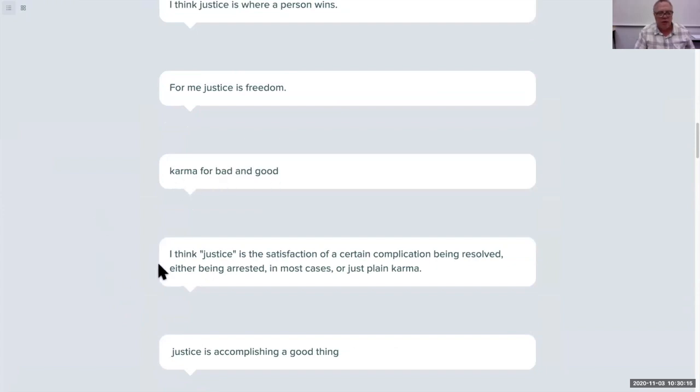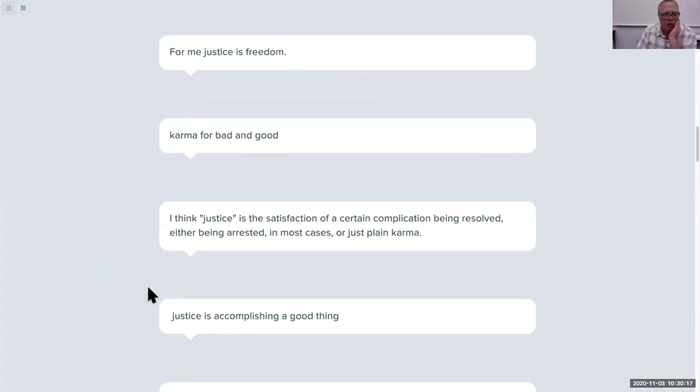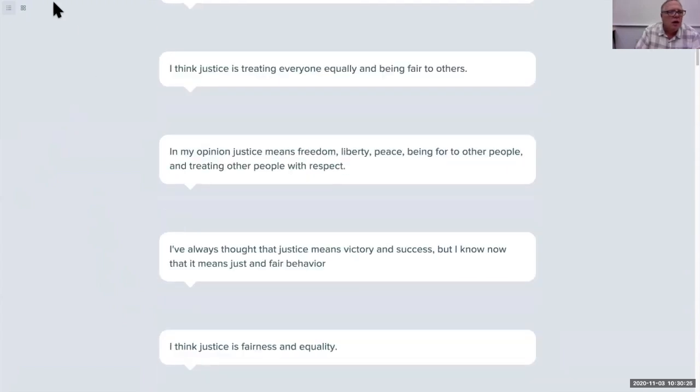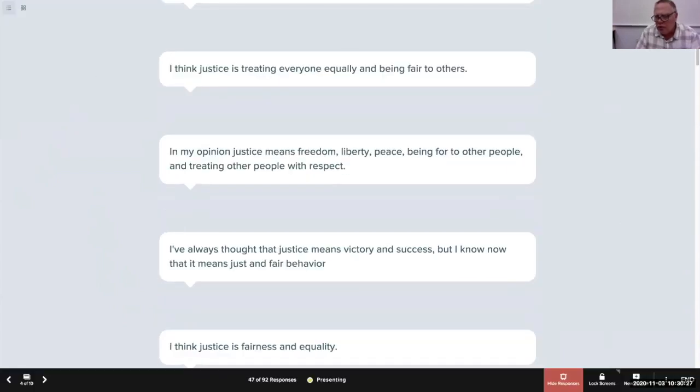Karma for bad and good. It's interesting that we keep on using the word karma. Justice is accomplishing a good thing. I think justice means freedom, equality, and fairness. Those are good. I like how we're thinking.